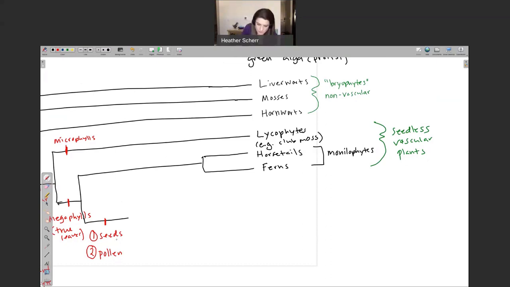Seeds and pollen are important for moving to a drier environment. They prevent drying out. So now we see the plants moving further onto land.